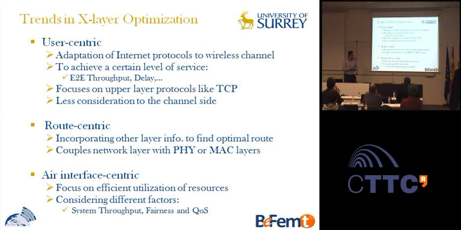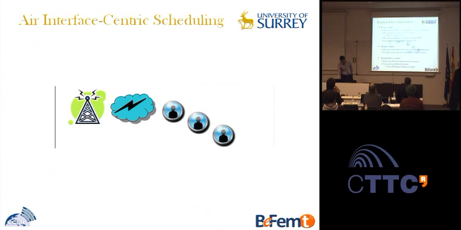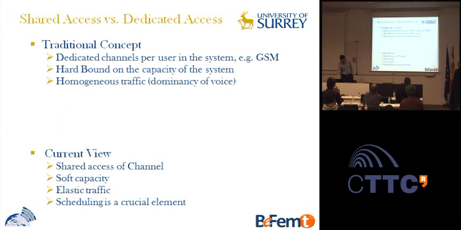And the third and the main focus of our talk is going to be the air interface-centric cross-layer operation, where we are more focused on the efficient utilization of resources. And for the efficiency here, we have different measures, including the system throughput, fairness, and quality of service. So now we're going to focus more on this air interface-centric scheduling to see what is there in history and literature based on air interface-centric scheduling.